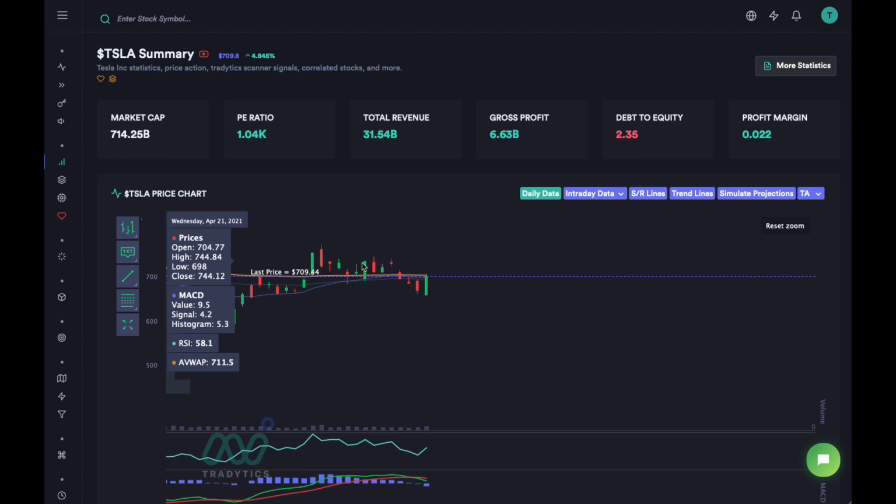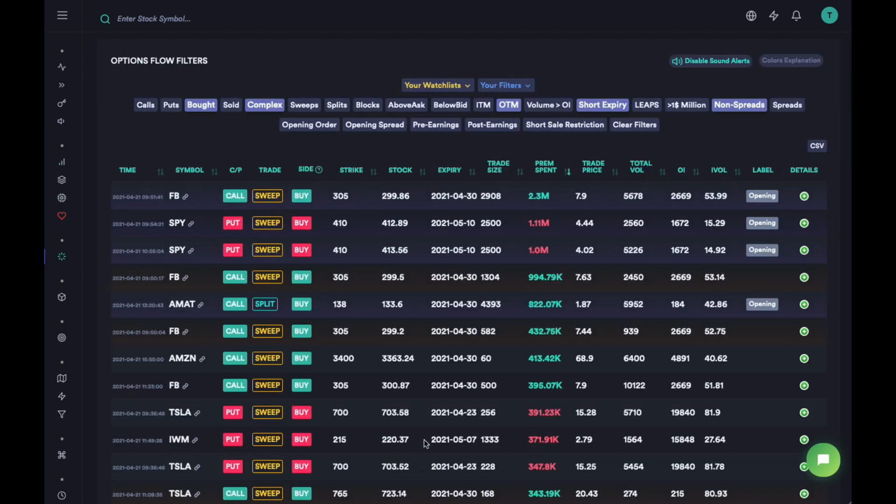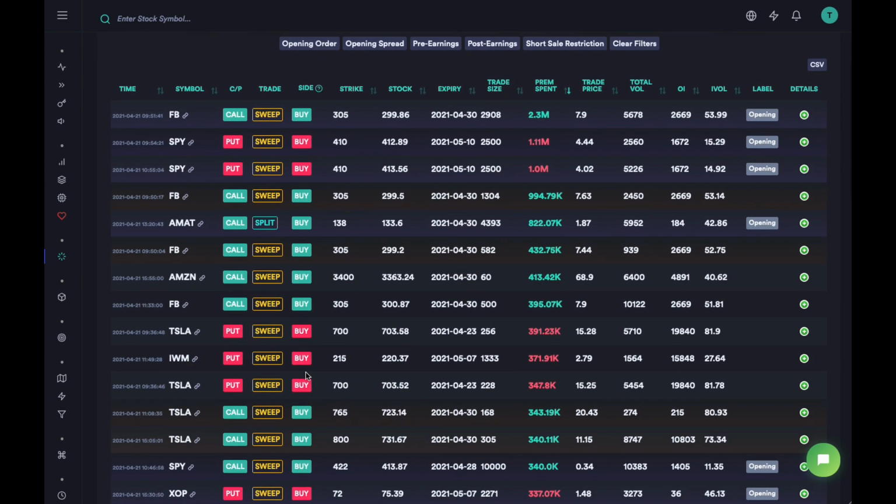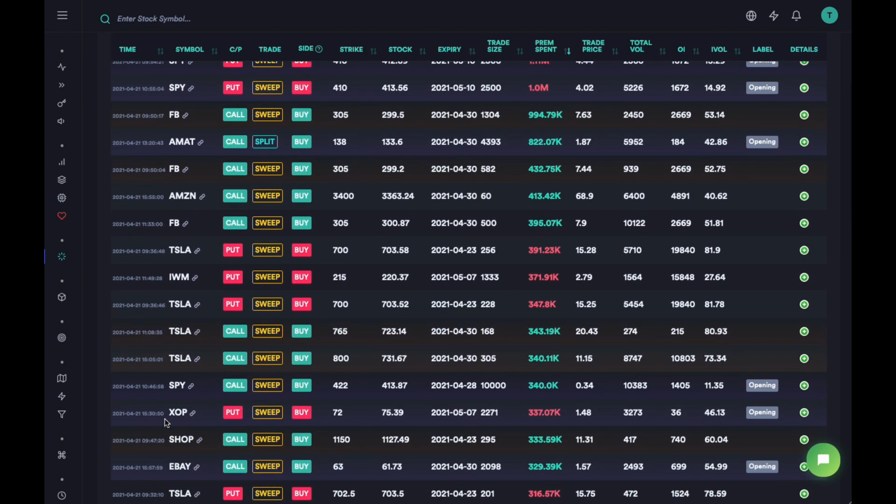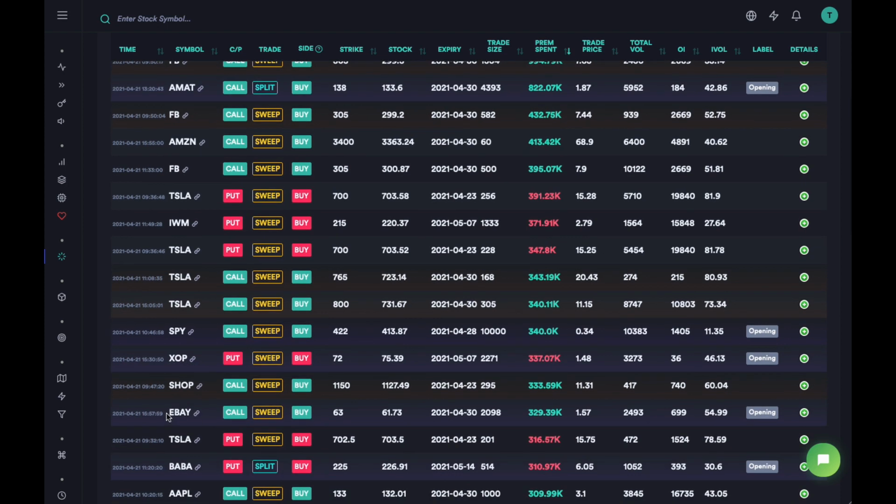So this contract did work intraday, but since this was a very short term expiration, just 1 or 2 days, we shouldn't count it as a swing trade setup. So if you had traded this intraday, then the stock price went from 703 to below 700. So this did work, but in an intraday setting. Let's see, we have SPY, we have XOP, we have eBay.